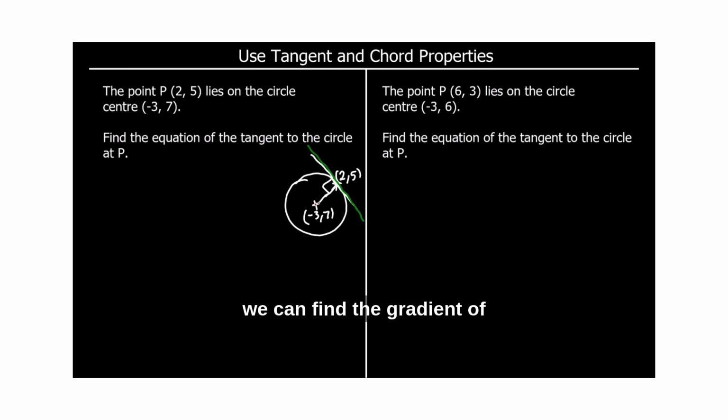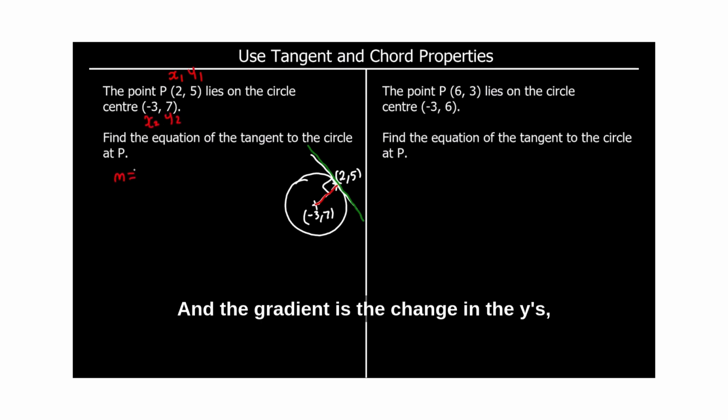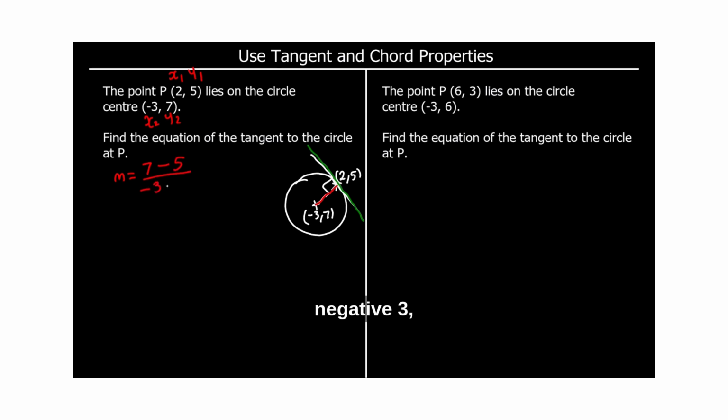To do that, we can find the gradient of the radius and then do the negative reciprocal, flip a minus, to find the gradient of the tangent. So let's find the gradient of the radius. We say x1, y1, x2, y2, and the gradient is the change in the y's, which would be 7 take away 5 over the change in the x's, -3 take away 2. So the gradient of the radius is 2 over -5, or -2/5.